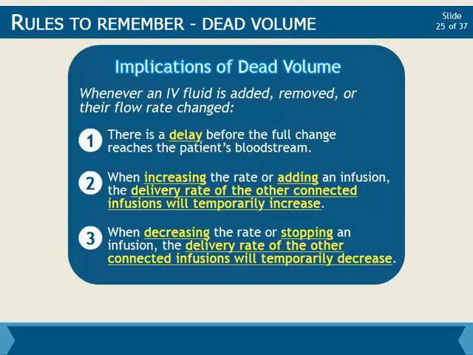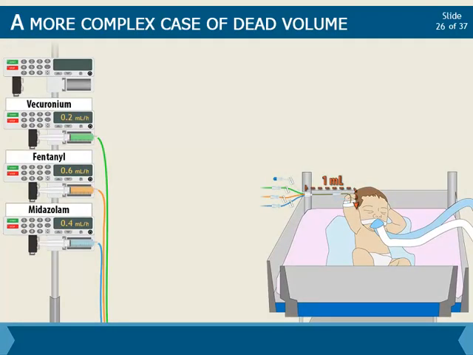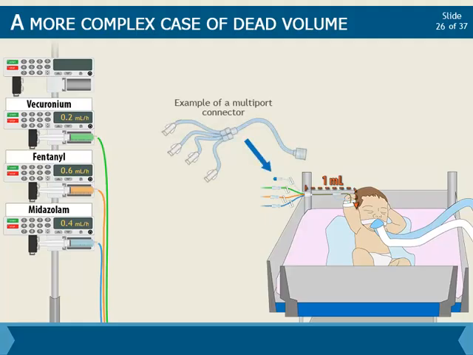Based on the 3 scenarios we've discussed so far, we can summarize what occurs when dead volume is present with 3 simple rules. The scenarios we've explored so far only involved 2 infusions connected together. However, for critically ill patients, it is not uncommon for them to be receiving several critical infusions simultaneously, frequently joined together using something like a multi-port connector.